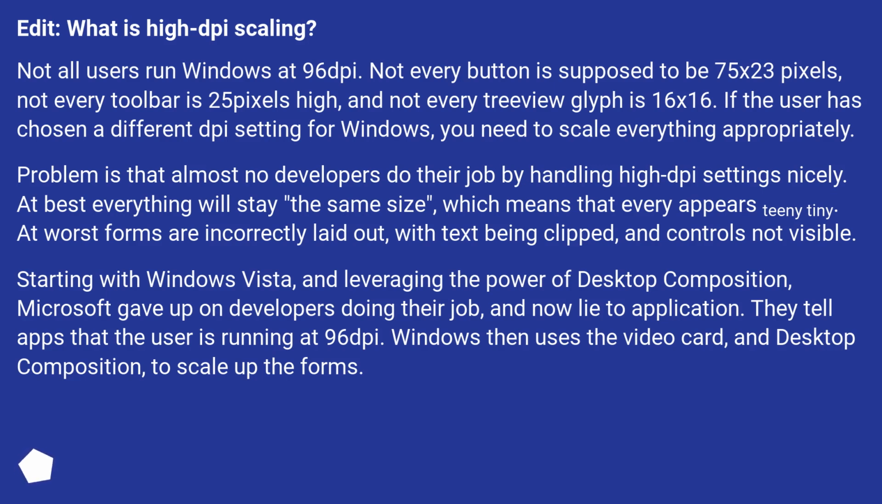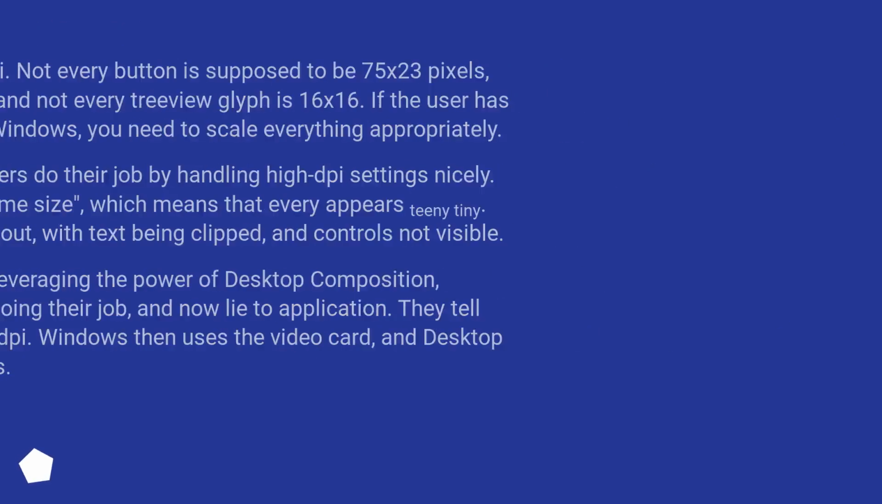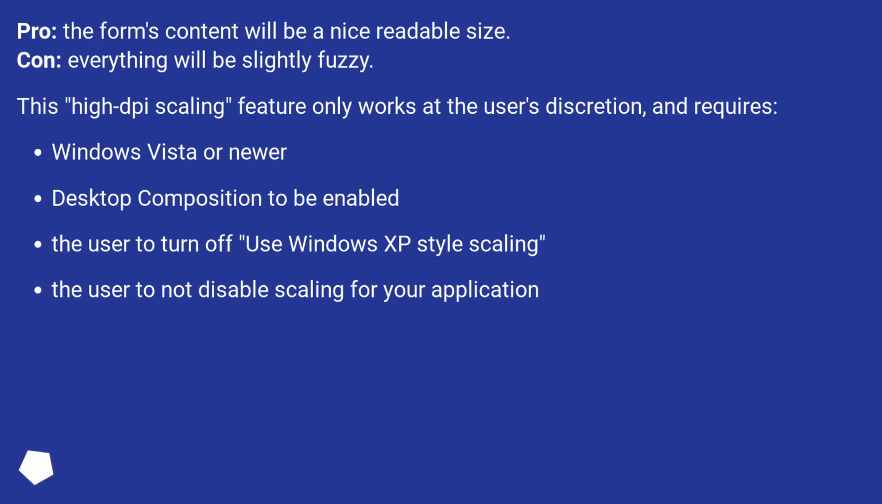Starting with Windows Vista and leveraging the power of desktop composition, Microsoft gave up on developers doing their job and now lies to applications. They tell apps that the user is running at 96 DPI. Windows then uses the video card and desktop composition to scale up the forms. Pro: the form's content will be a nice readable size. Con: everything will be slightly fuzzy.